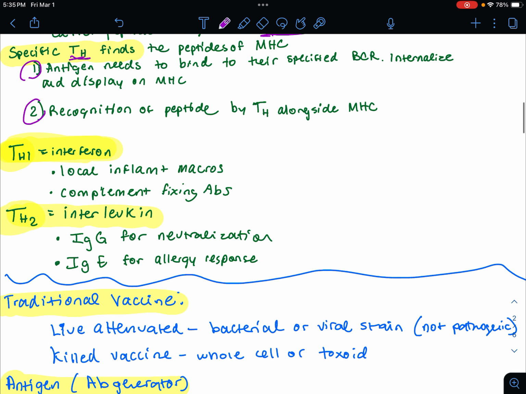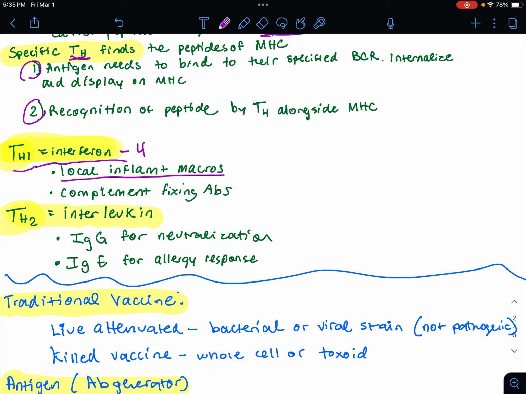All right, let's talk about the T helper cell dichotomy. There are 2 types. We have TH1. This is going to be secreting something called interferon gamma. The TH1 that secretes interferon gamma is going to result in local inflammation as well as the local macrophages being activated. Then you're going to also stimulate complement. You're going to be making those complement-fixing antibodies. You're going to be stimulating those.